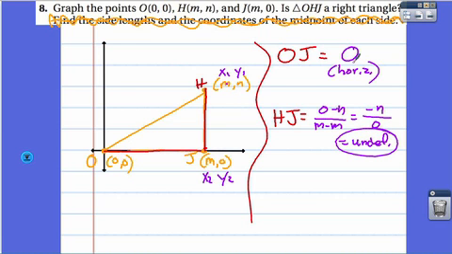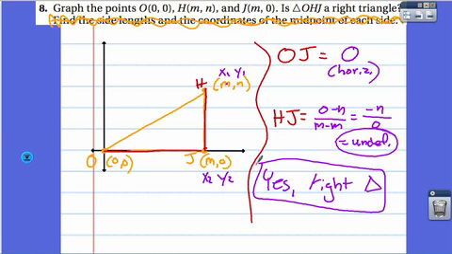Since a slope of 0 and a slope of undefined are considered opposite reciprocals or perpendicular, we can say that yes, this is a right triangle. That's going to look bad because I was going to write my triangle symbol. That's a right triangle because opposite reciprocals show that we have perpendicular lines, which means we have a right angle. So we just basically showed that this is a right angle.